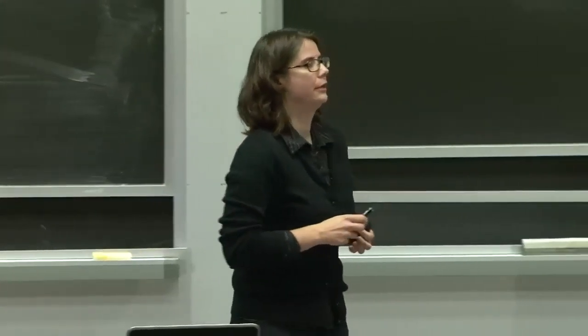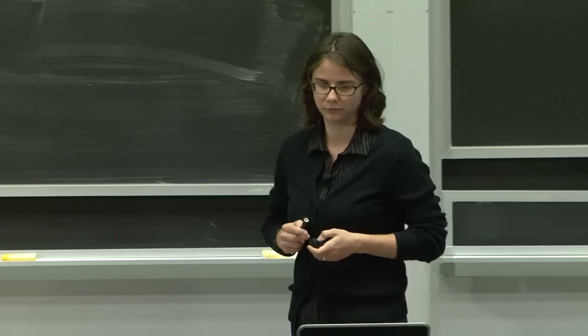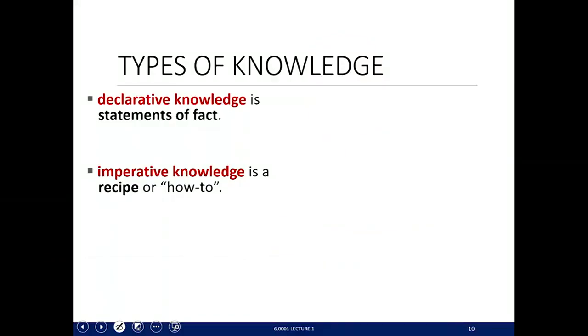Let's go into the types of knowledge. The first type of knowledge is declarative knowledge. Those are things like statements of fact. And this is where my email came into play. If you read it all the way to the bottom, you would have entered a raffle. So a statement of fact for today's lecture is someone will win a prize before class ends.